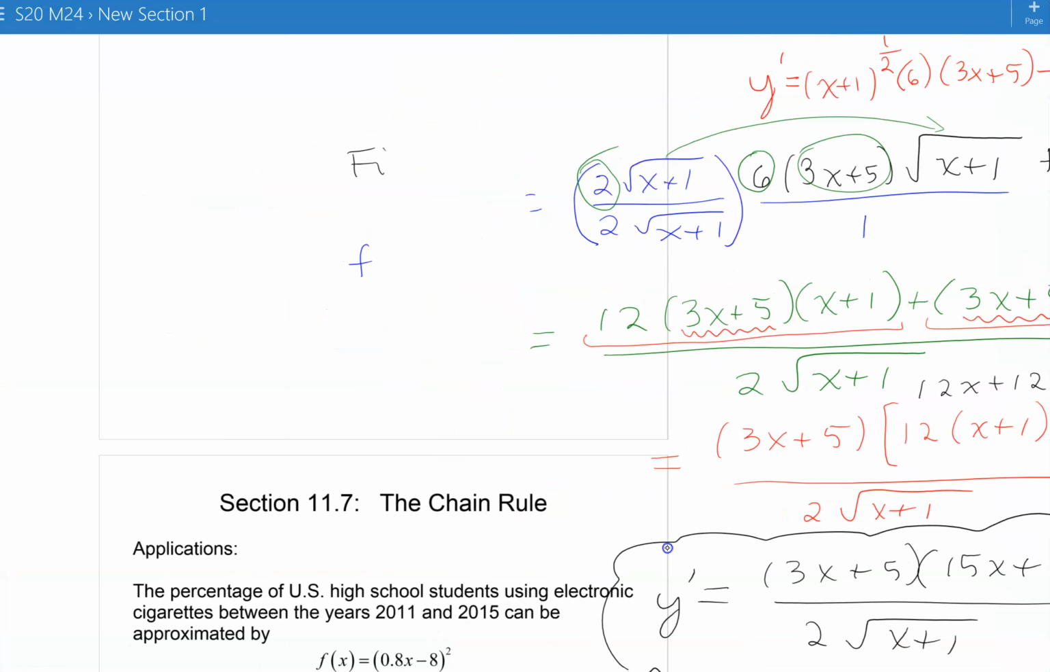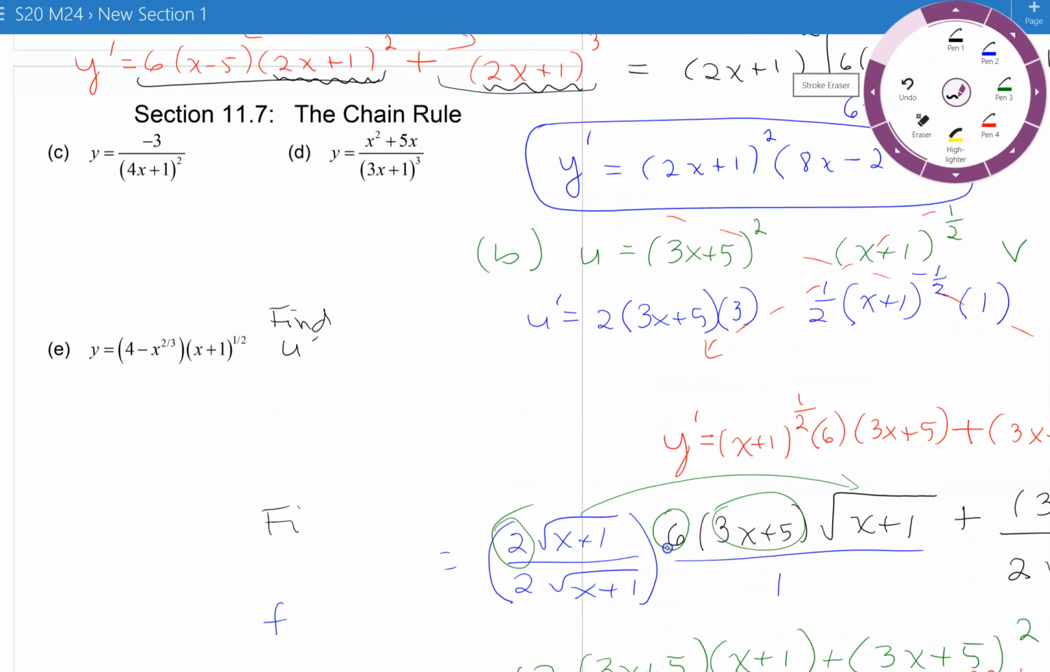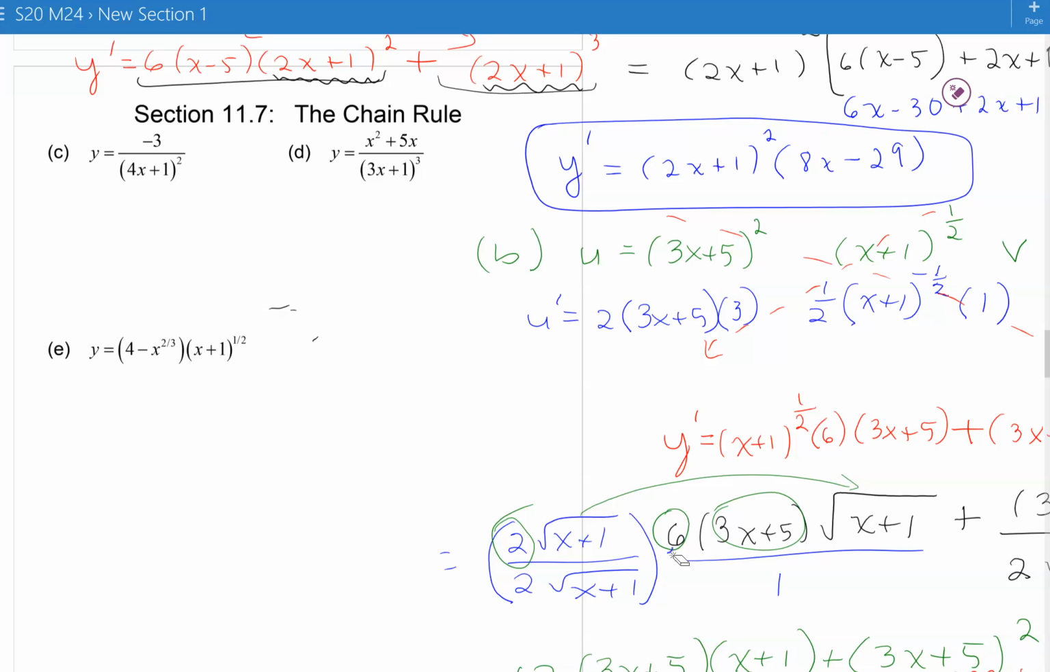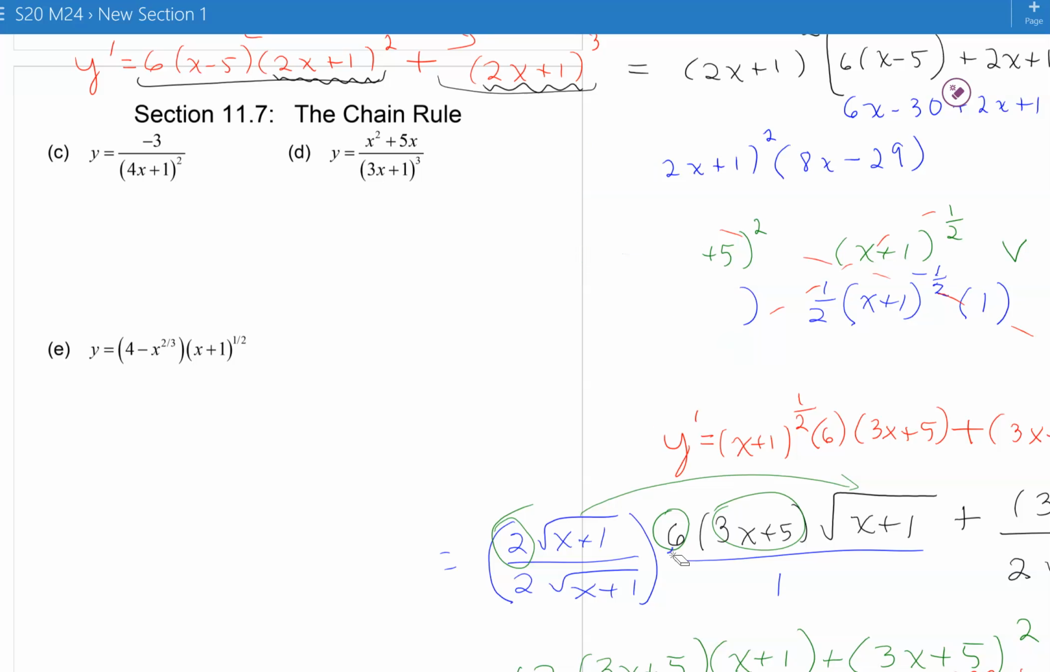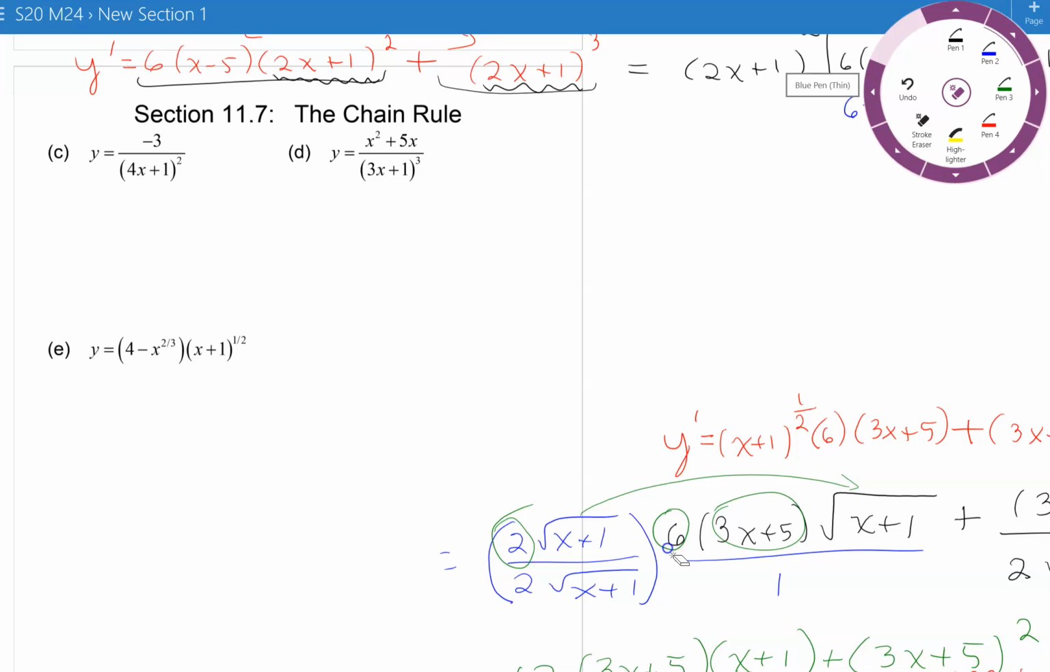Okay, so let's go back over to our examples, and we have a few more examples to work on. So let's look at C, D, and E. Hopefully you're recognizing C and D as needing the quotient rule. So C, actually, you could use the quotient rule on it, but let me tell you a general rule.